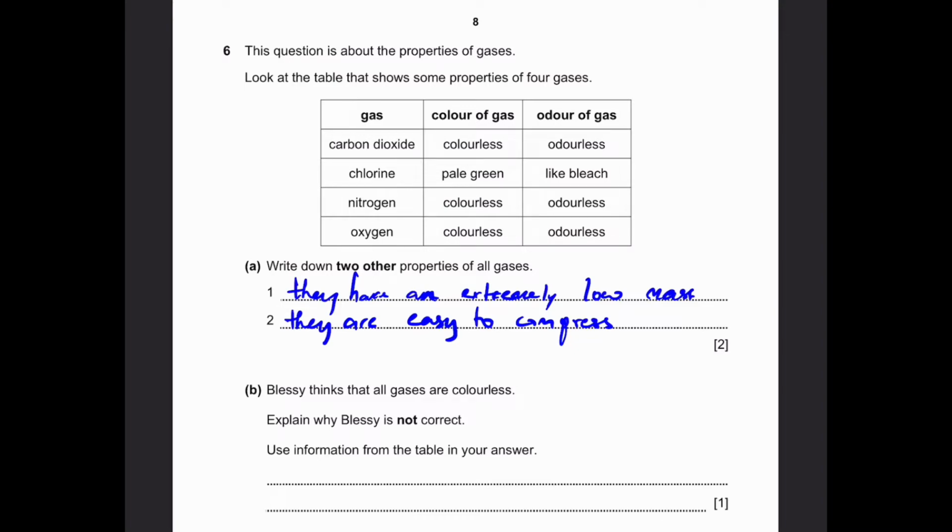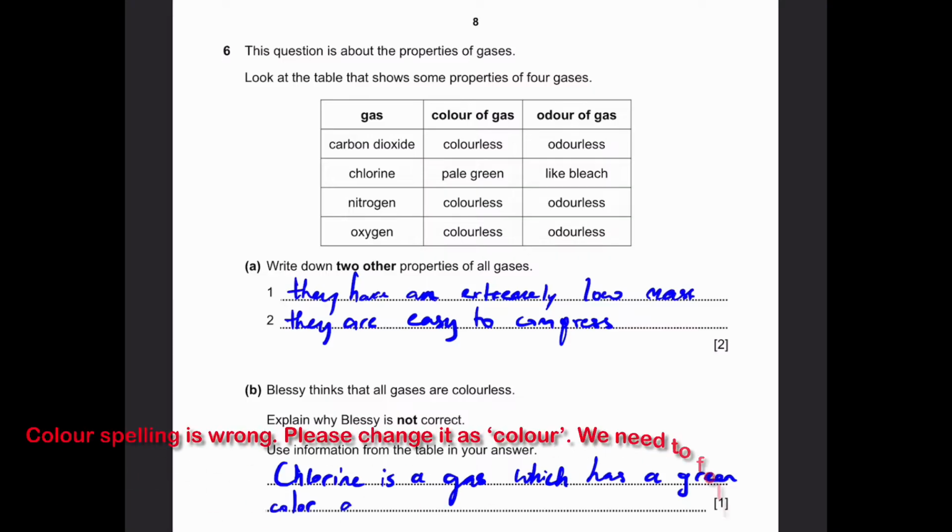We can write chlorine is a gas which has a green color. And this is not colorless.